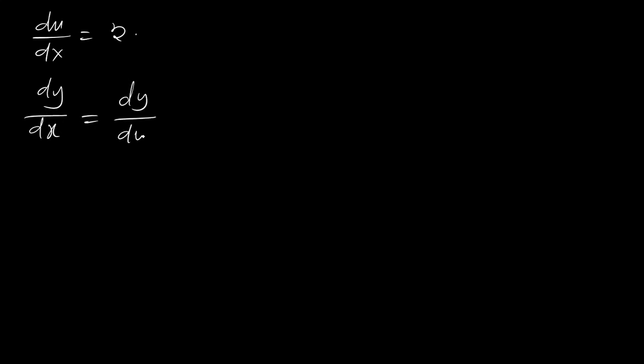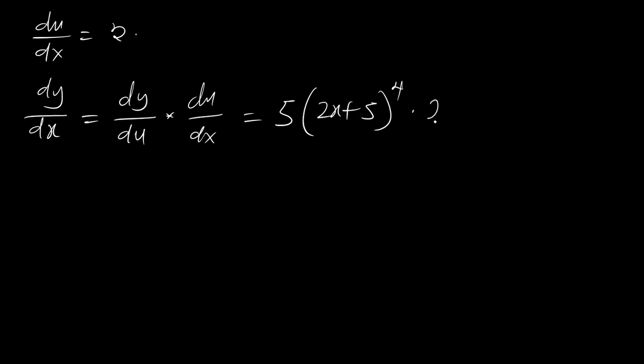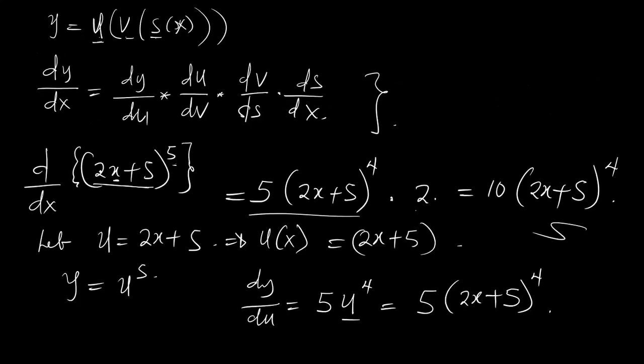Now the derivative of u with respect to x will be 2. So if you use the chain rule, the derivative of y with respect to x will be the derivative of y with respect to u times the derivative of u with respect to x. So which is 5 into (2x plus 5) raised to power 4 times 2, which is 10 into (2x plus 5) raised to power 4. So that is it.